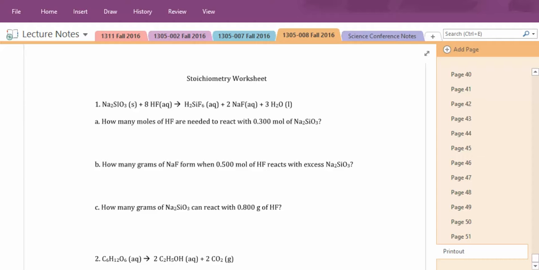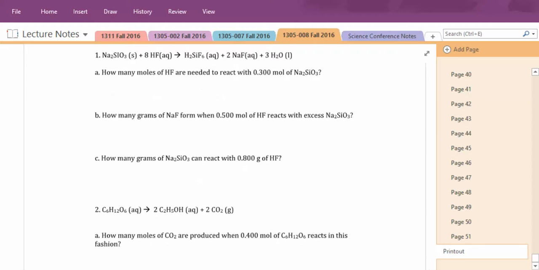B, how many grams? Yes, I'm going to use the balanced chemical equation. These are balanced. Okay? They have coefficients, so you know they're balanced. They're not going to put fake coefficients there to try to trick you. If it has coefficients, it will be a balanced chemical equation. Okay?